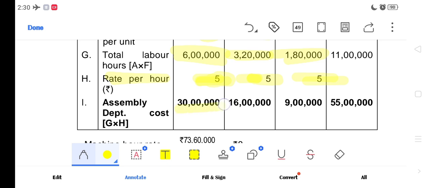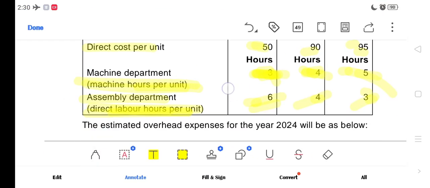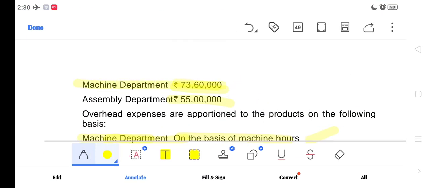So if you multiply, total assembly cost you'll get 55 lakh. So 6 lakh into 5, that 3 lakh 20 into 5, you get this, right? So how this 5 rupees and 8 rupees, ma'am? See here. They have given machine department 73 lakh 60,000, and for assembly department they have given 55 lakh. So we have to know how much is per hour, no?